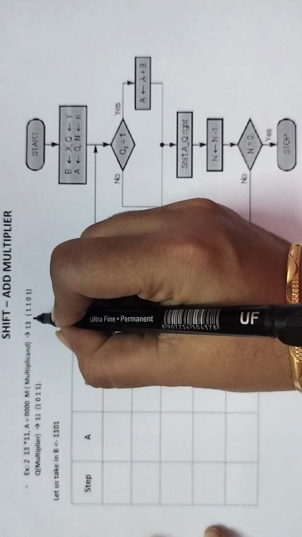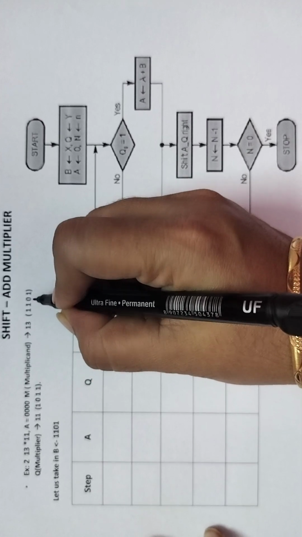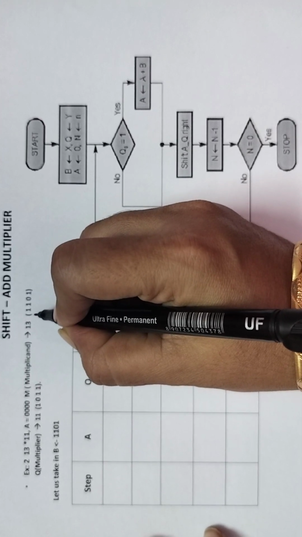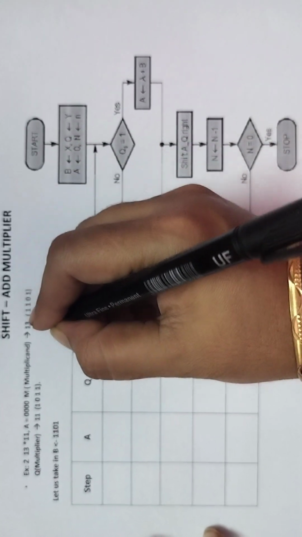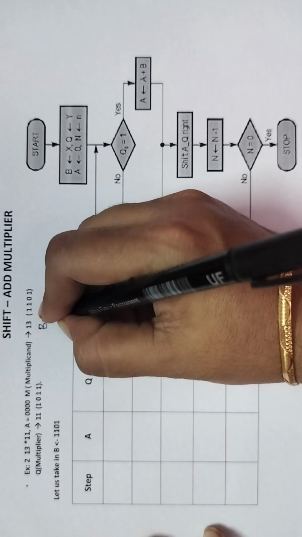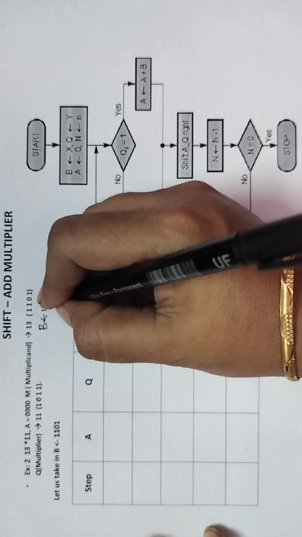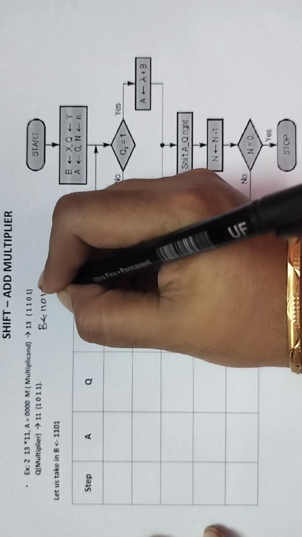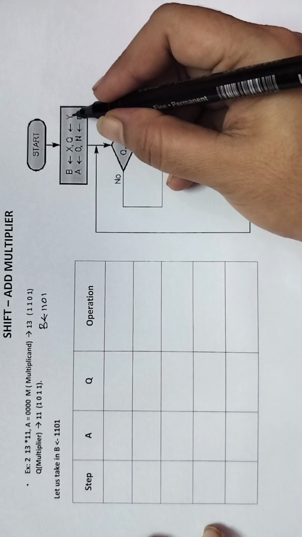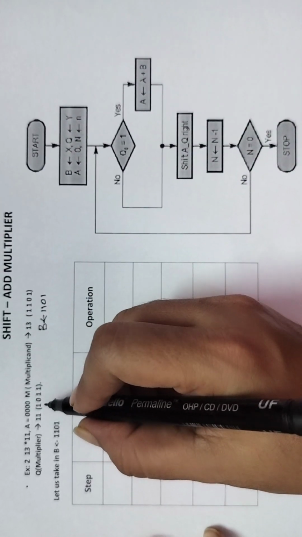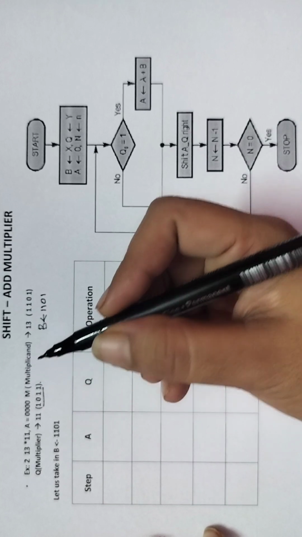So 13 we are storing as 1101, that is the multiplicand. The multiplicand will be stored in the register B. So B will be used to store the multiplicand as 1101, and we have Q. The Q register is used to store the multiplier. What is your multiplier? I have the multiplier as 1011.